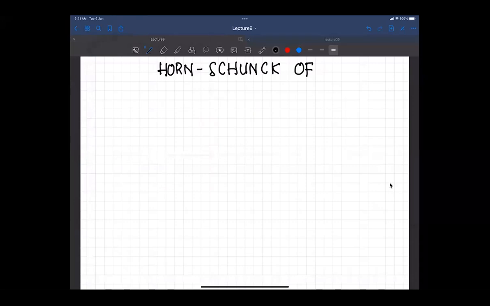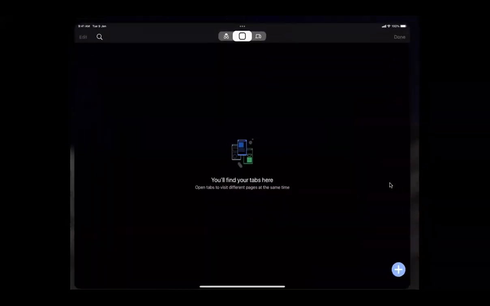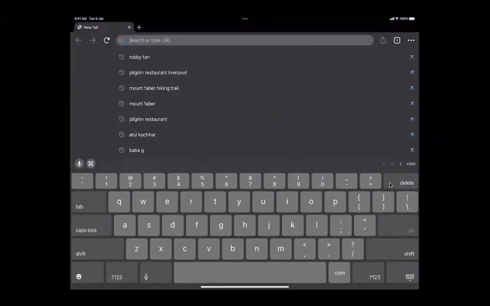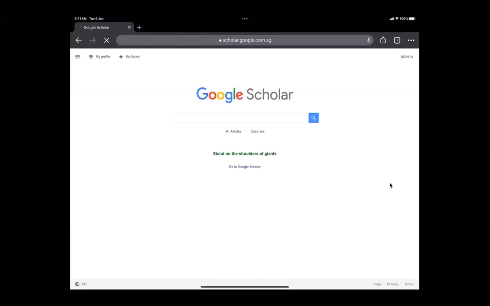Right. So Horn and Schunck is from MIT. So this one is MIT faculty. As I mentioned again, Horn and Schunck is actually more practical, it's more used. So if you follow research, normally you will know about this Google Scholar here, right?